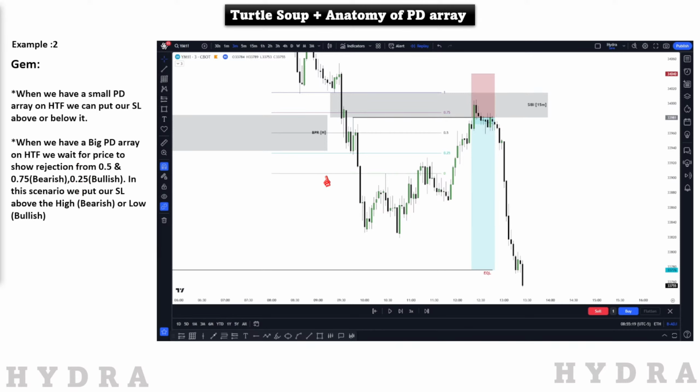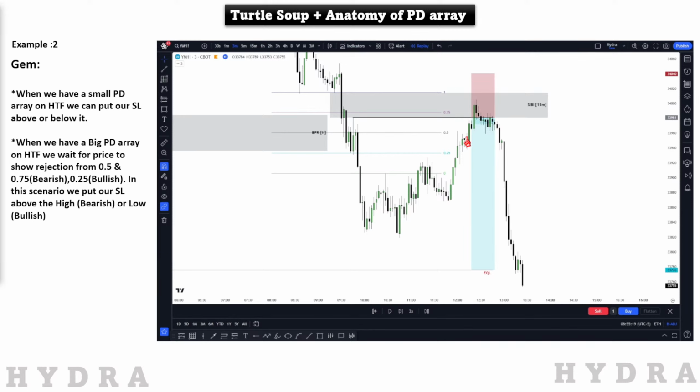So suppose this was a bullish PDA, then we will expect to see price trading all the way down here to 0.5 and not going below 0.25. What do you guys see? Price came all the way up, retested the 0.75, and then showed a good rejection, and this is your turtle soup model. And how do you get the confirmation?